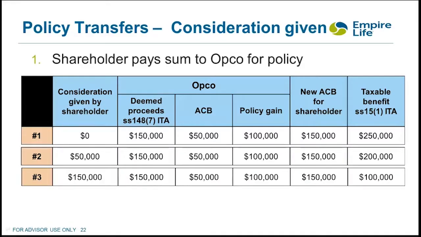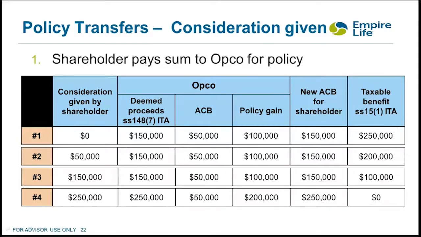In the third situation, the shareholder gives consideration of $150,000, which is equal to the cash surrender value of the policy. Here we still have deemed proceeds of $150,000. The greatest of those three amounts, actually two of the amounts, are now $150,000, the consideration given and the cash surrender value, still resulting in the $100,000 policy gain and the new ACB for the shareholder of $150,000. Now, of course, the taxable benefit is reduced by $150,000 from the fair market value of the policy, so the income inclusion is only $100,000.